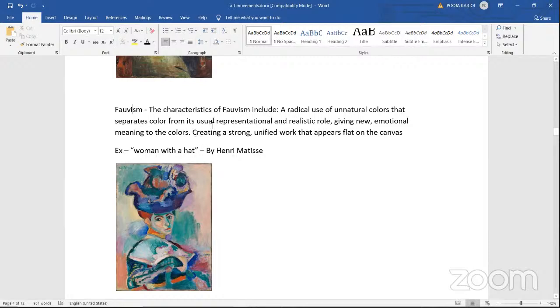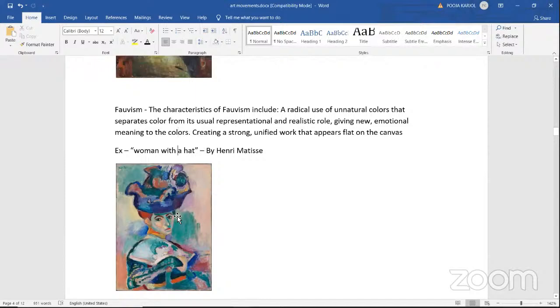Okay. Meaning, did you guys understand what this means? If you can tell me. Meaning, suppose they are drawing an apple, okay, in Fauvism. Apples are usually either red or green. Is it like fake, like the opposite color? Not exactly opposite, but an unnatural color, which it is not in real life, yes. So that it shows a new emotional meaning for the colors, not the existing ones. Okay, a strong unified work that appears flat on the canvas.